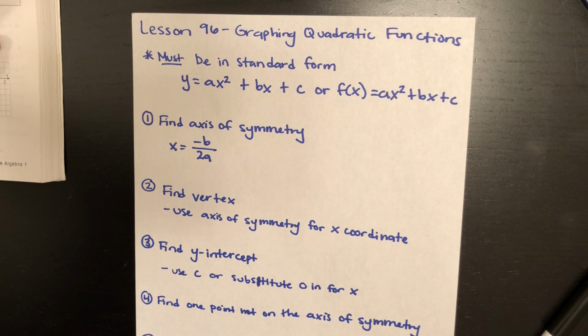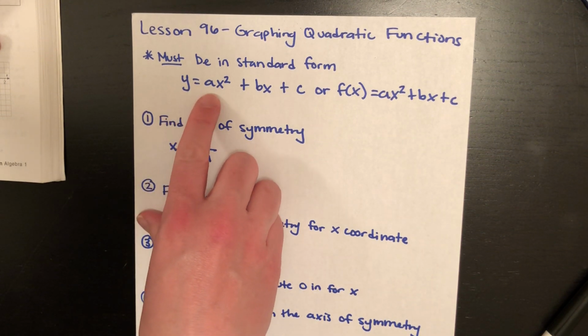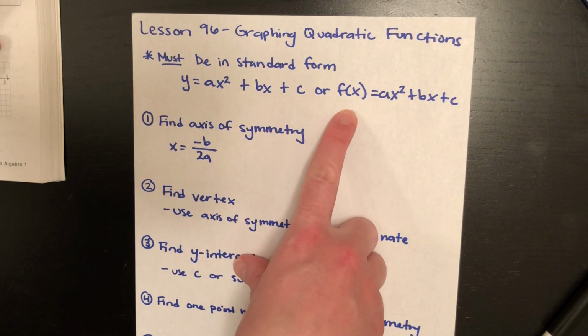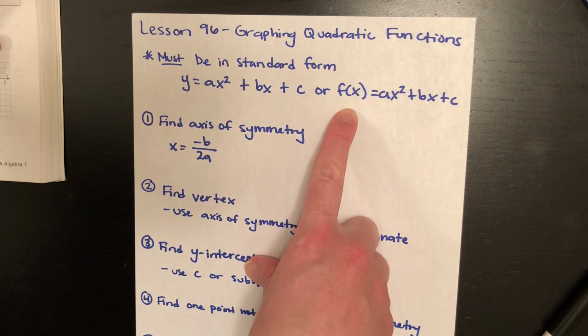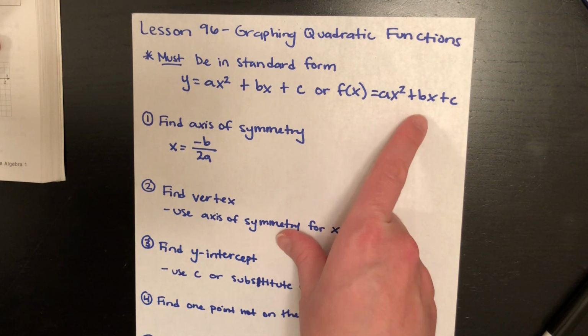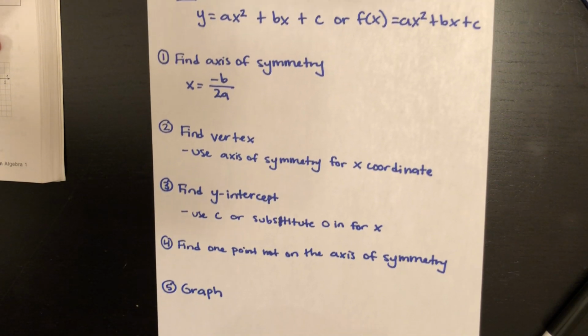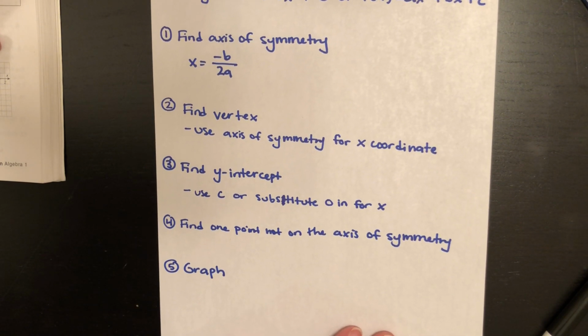So the important thing for all of these is that they must be in standard form. If you'll remember, standard form is y equals ax squared plus bx plus c, or we could have f of x, which is just another name for y, equals ax squared plus bx plus c. So when we're graphing these, there are 5 different things that you're going to need to do. So you might want to write these down.